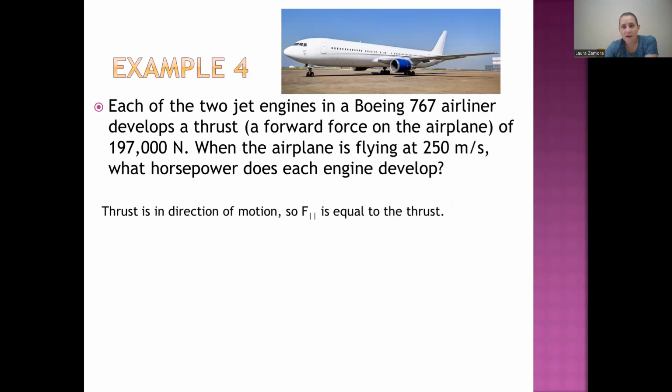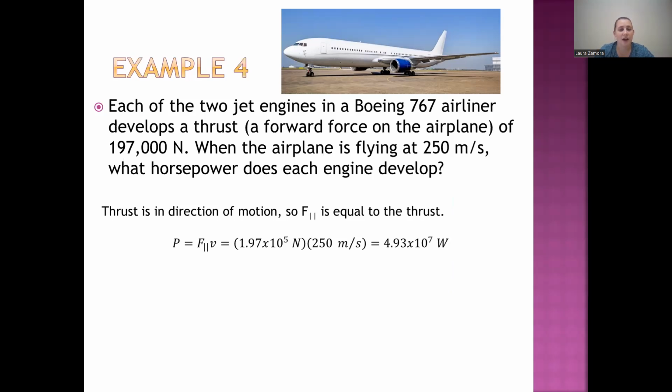So thrust, that force, is forward. It's in the direction that the airplane is moving. So our parallel force is equal to the thrust. All of that force from the thrust is in the direction of motion, right? So all of that number is going towards helping the airplane move. We don't have an angle that we're considering. So based on what we're given, the best version of the power equation to use is the parallel force times the velocity, or times the speed.